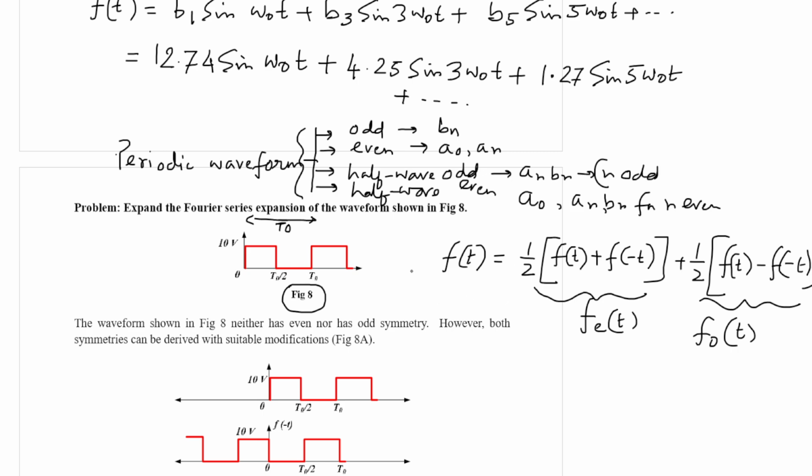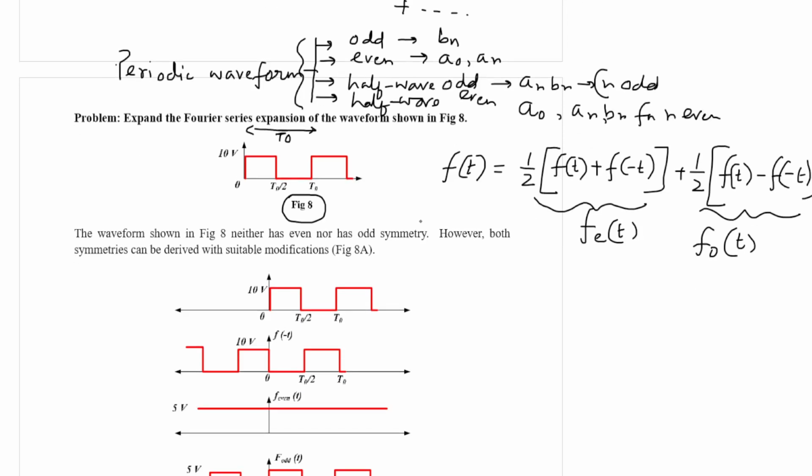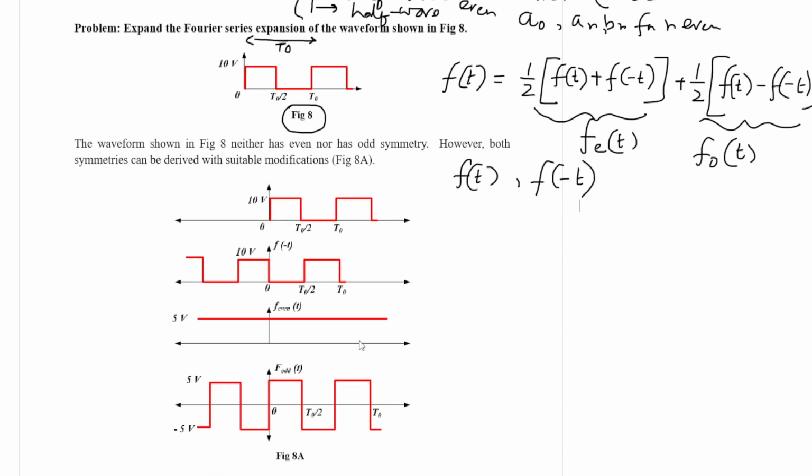So any periodic function or periodic waveform which does not possess any even symmetry or odd symmetry can be handled by forming the even part of it and odd part of it. What is even function? It is ft plus f of minus t by 2. What is odd part of it? ft minus f of minus t by 2. So if you have ft, then you must construct f of minus t. Just you need to reverse your time.